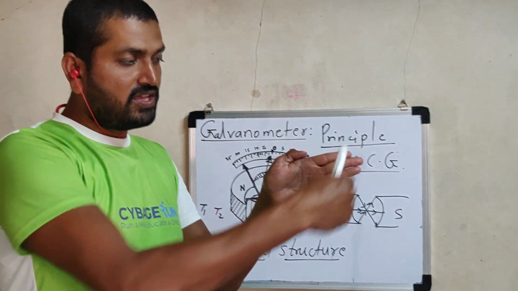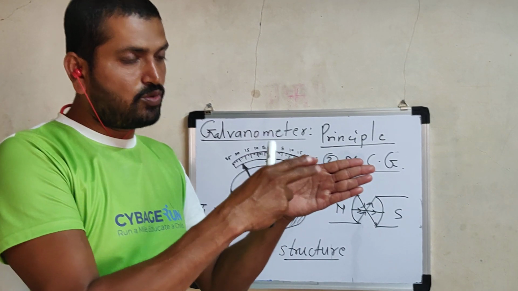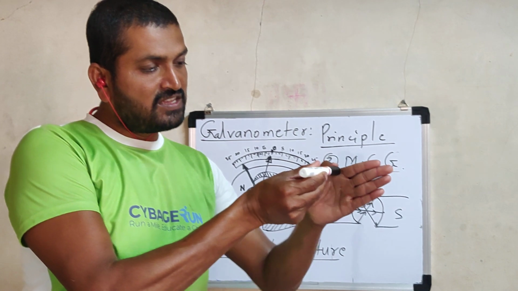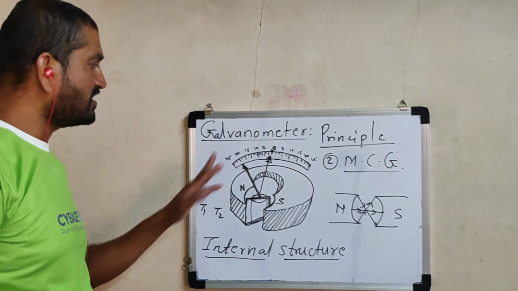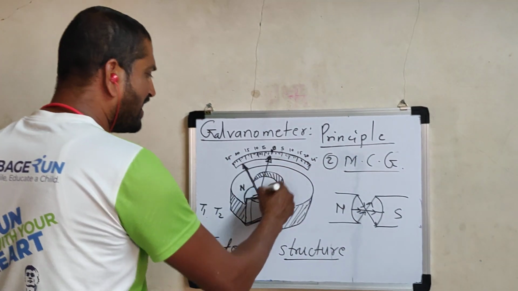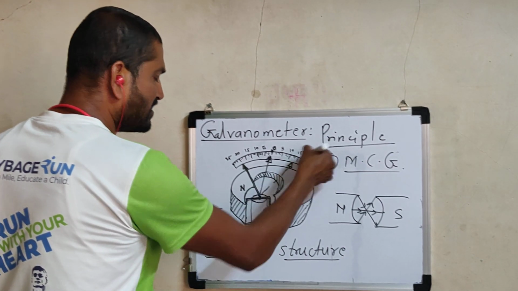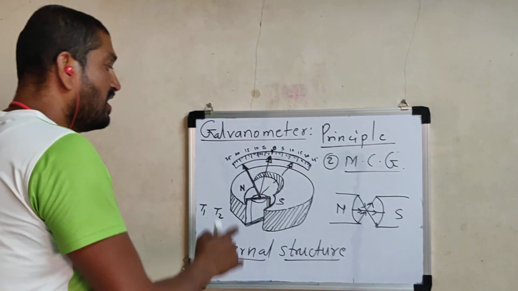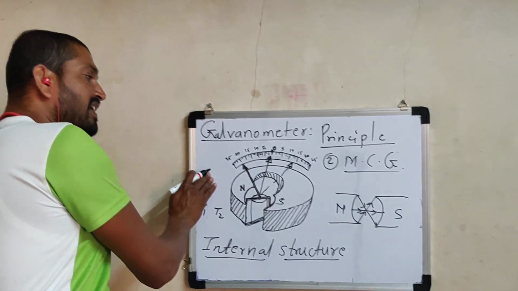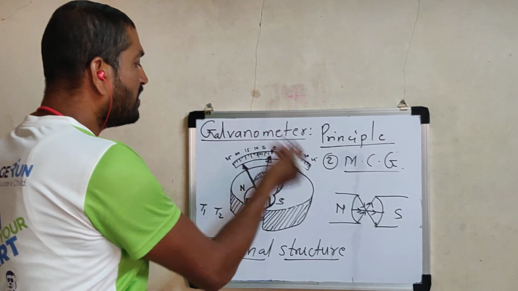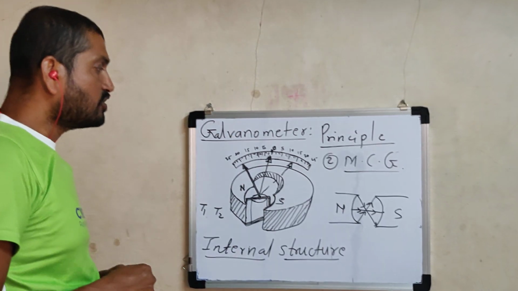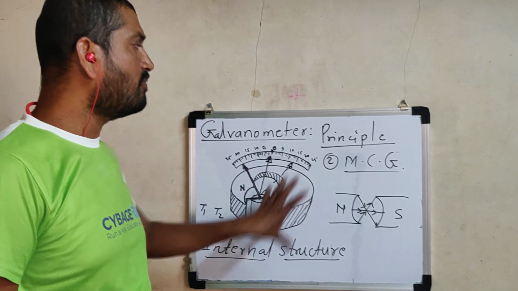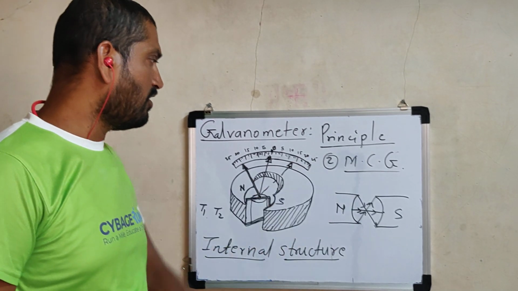When current flows through each and every turn of this coil, it is acted upon by two equal and opposite forces, so this coil will rotate like this. As the pointer is rigidly fixed, the pointer will also show a certain deflection on the circular scale. Maybe left side or maybe right side, not necessary. The pointer may show deflection to the right side also. It depends on in which direction current is flowing. If current is clockwise, suppose deflection is to the left side. If current is anti-clockwise, deflection will be observed towards the other side. So this is a brief idea about the construction and working of this galvanometer, the moving coil galvanometer.